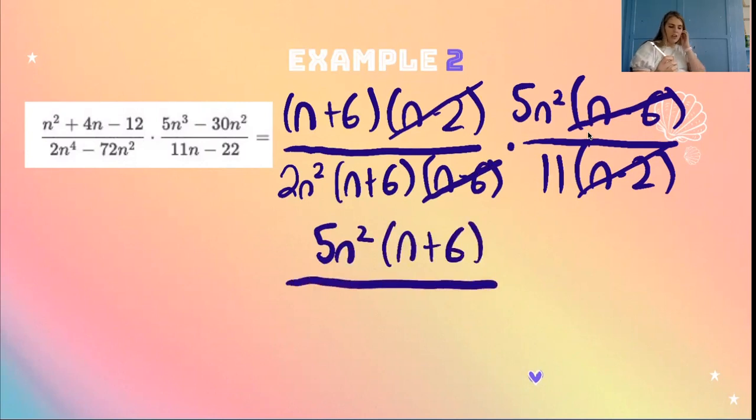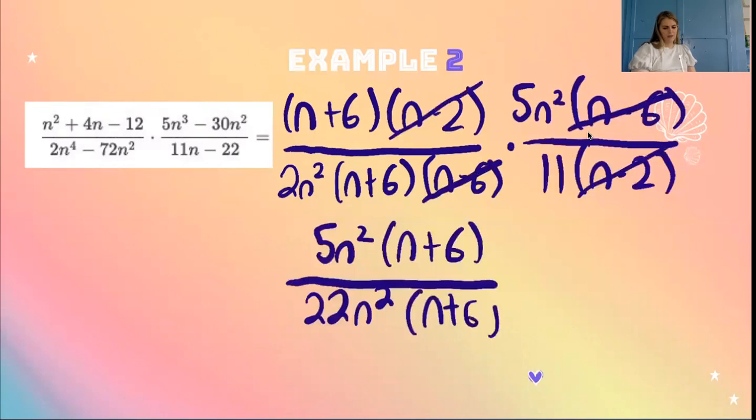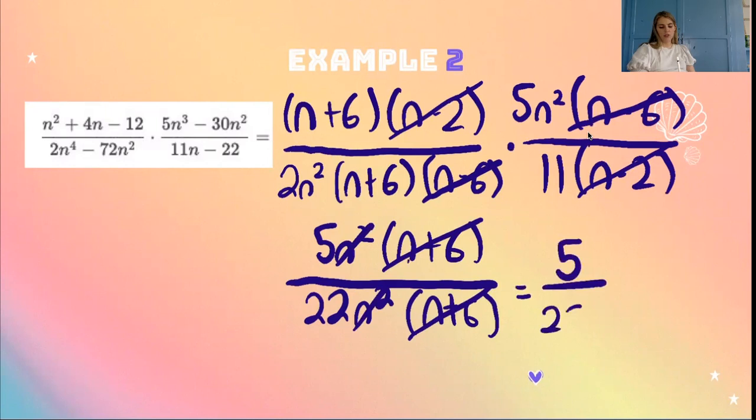2 times 11. Okay, so I have 5n squared times n plus 6 over 22 n squared times n plus 6. So what I can do here is my n plus 6 cancels, my n squared cancels, and I'm left with 5 over 22.